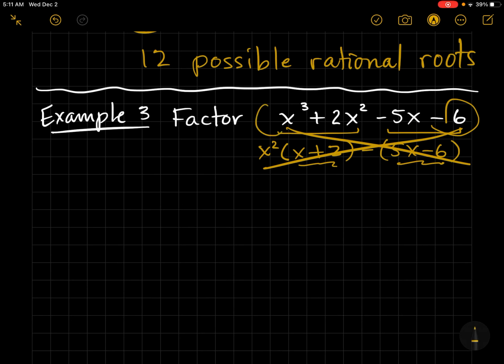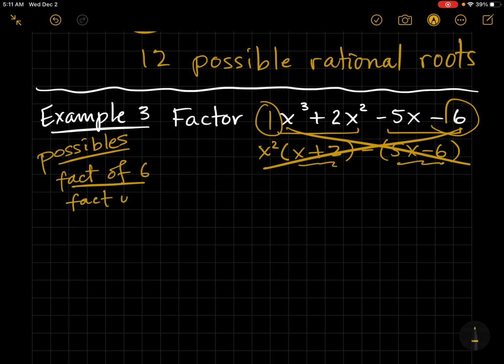So I immediately zoom in on the 6 and the 1. So my possibles, I always look for my possibles because it saves me lots of time. I have the factors of 6 over the factors of 1. I love it when the leading coefficient is 1. Okay, that cuts the work way down. So the factors of 6 are 1, 2, 3, and 6. And the factors of 1 is just 1.